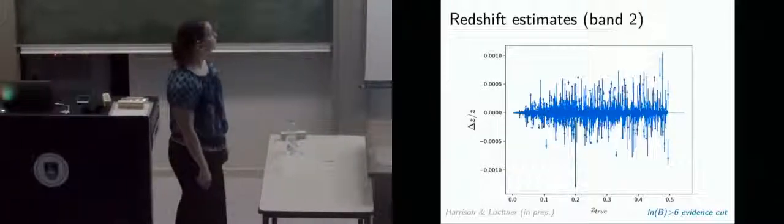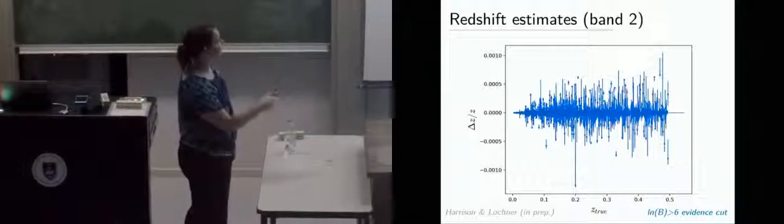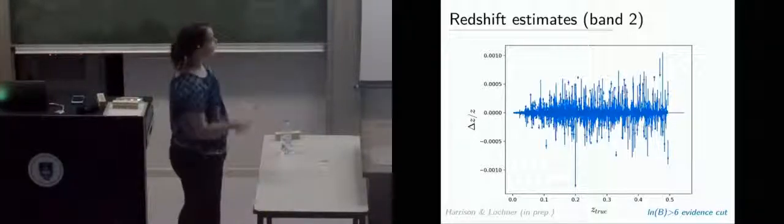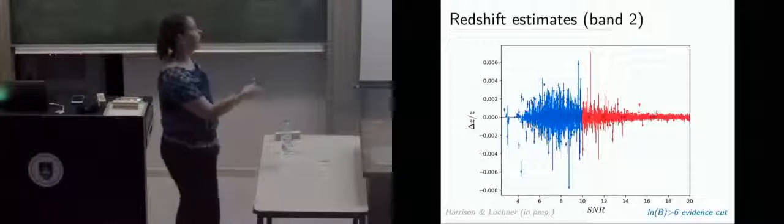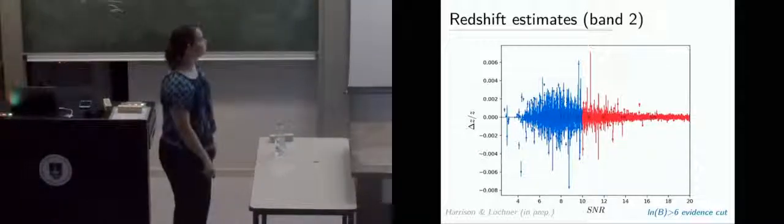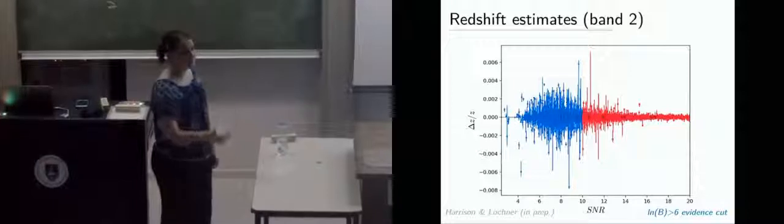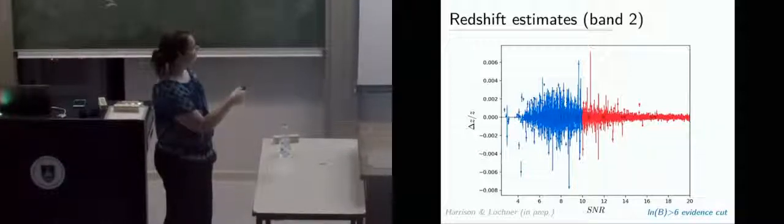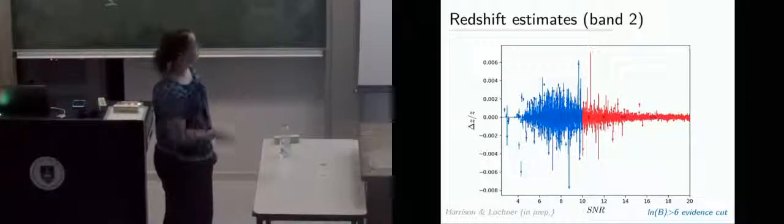Cool. Band 2, this is the easy band. Everything's much brighter, but we still get very good estimates. And there, we only roughly double or triple the amount of galaxies you detect. But we can detect galaxies to quite low signal to noise, a lot better than people were thinking.